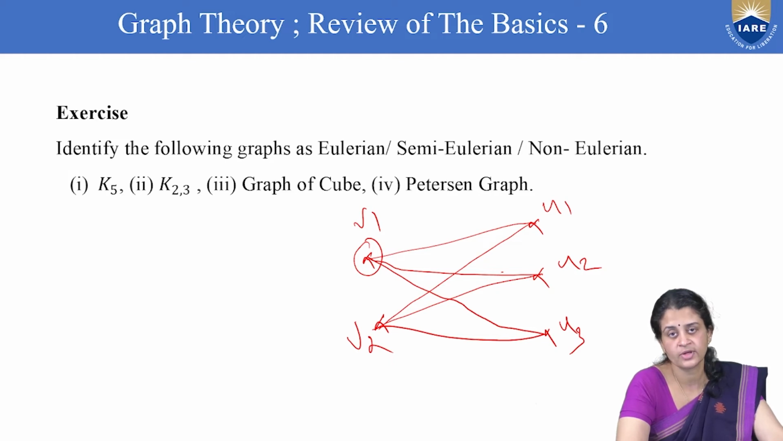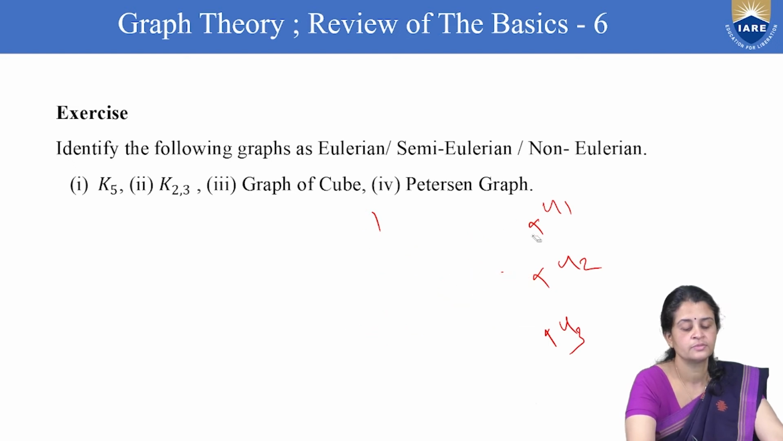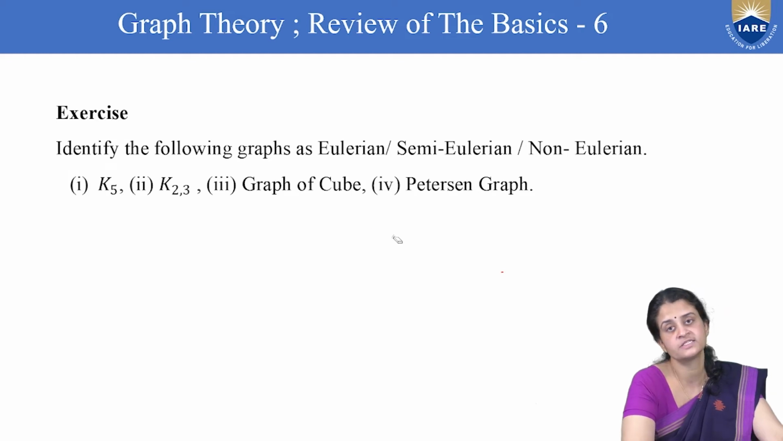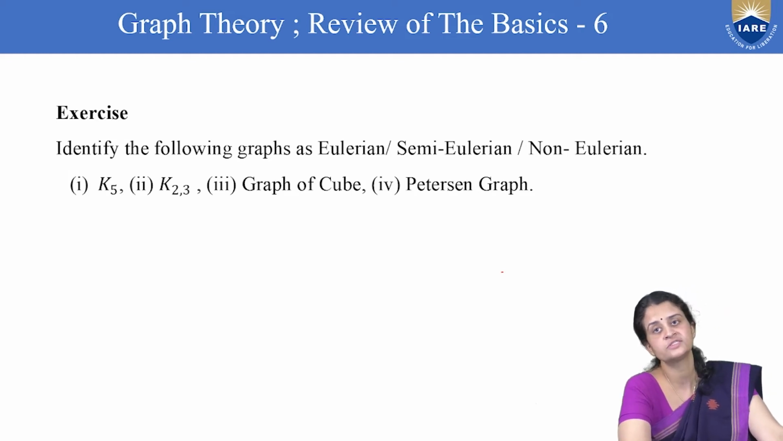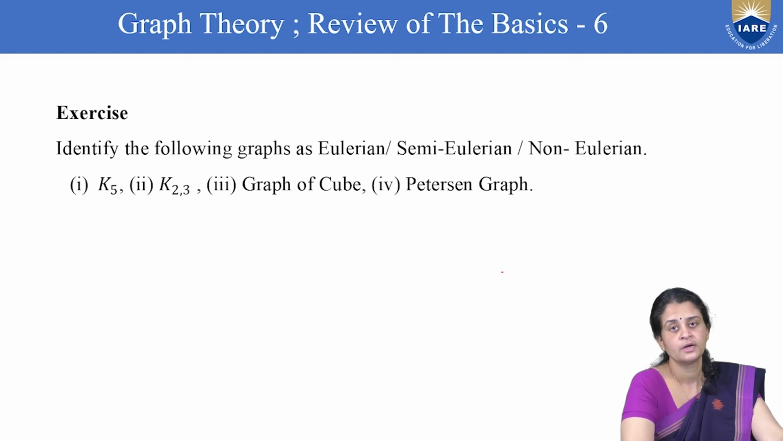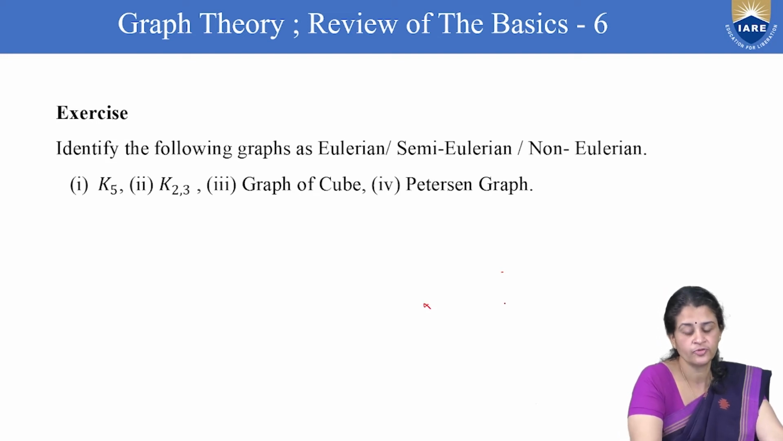So it is semi-Eulerian. And what about the graph of the cube? So K5 is Eulerian, K2,3 is semi-Eulerian. And what about this graph of the cube? Yeah, we know how the graph of the cube will be.